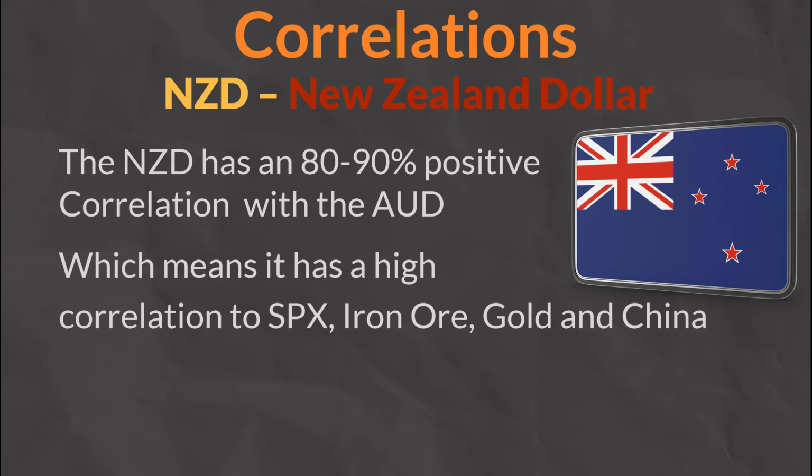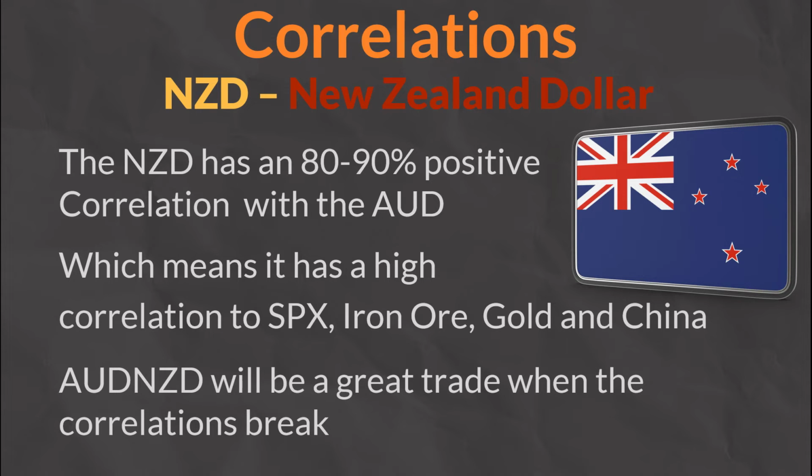So all of these things mean that, again, if the Kiwi is correlated to the Aussie, and just remember, things have all these strings tied between them with these correlations. If the Kiwi is highly correlated with the Aussie, and the Aussie is highly correlated with China, it means that the Kiwi is highly correlated with China. It's highly correlated with the SPX. It's highly correlated with iron ore. All these strings pull everything along.